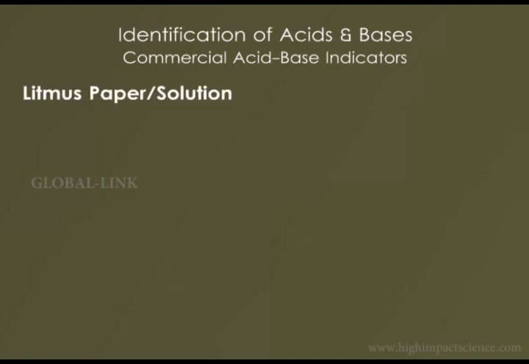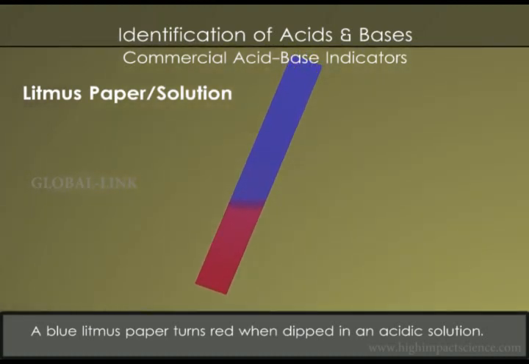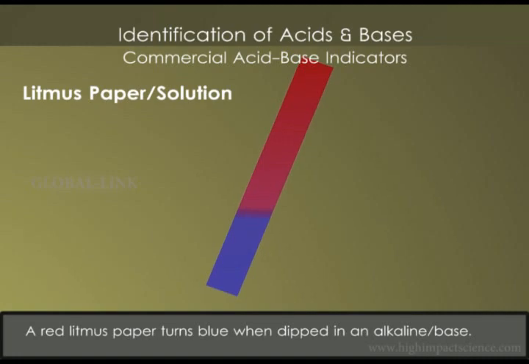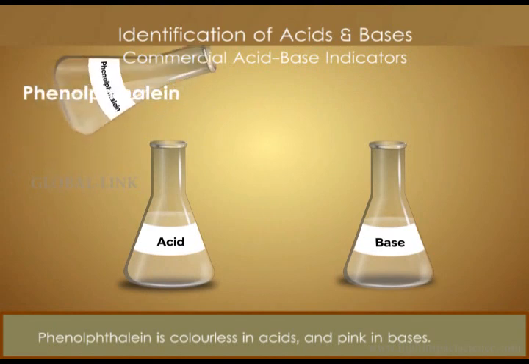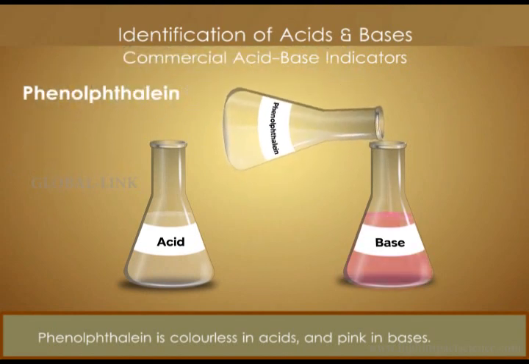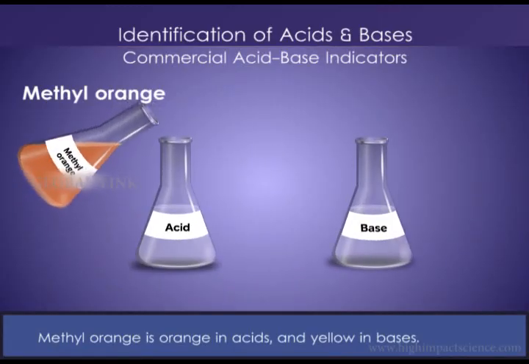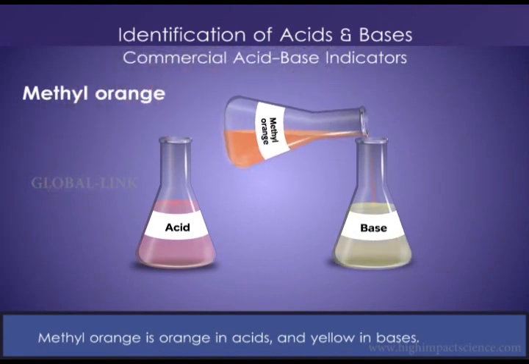Litmus papers occur in two main colors, blue and red. When a blue litmus paper is dipped in an acid, it turns red. When a red litmus paper is dipped in a base, it turns blue. Phenolphthalein is colorless in acid, while in base, it turns pink. Methyl orange gives an orange color in an acid, and in a base, it gives a yellow color.